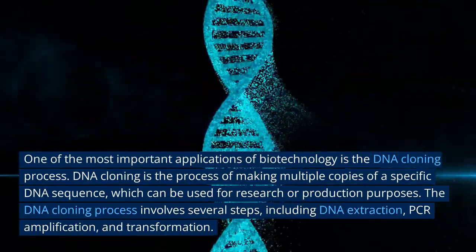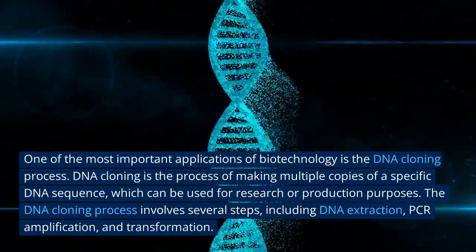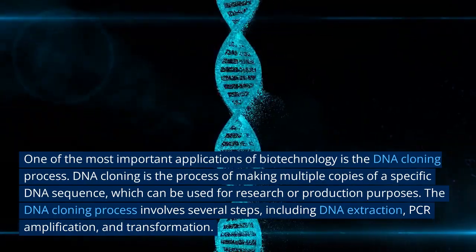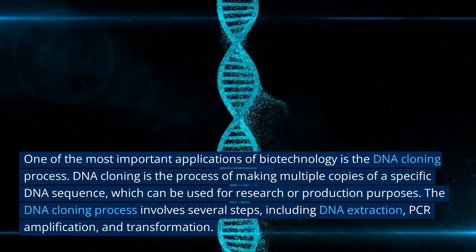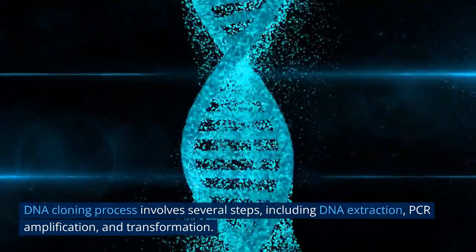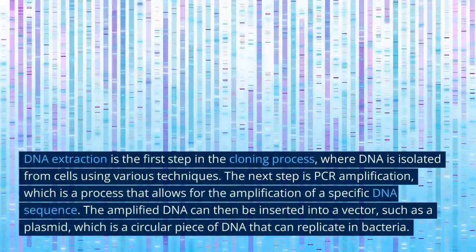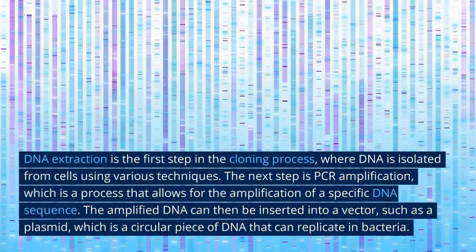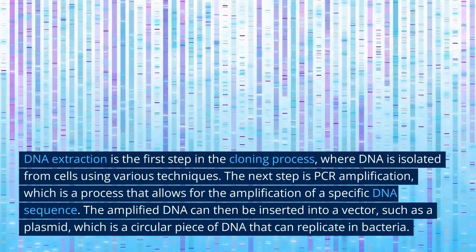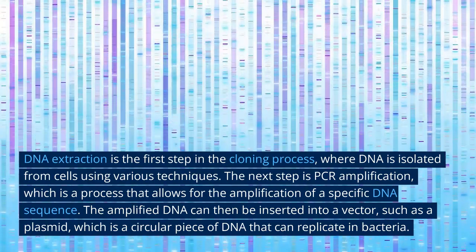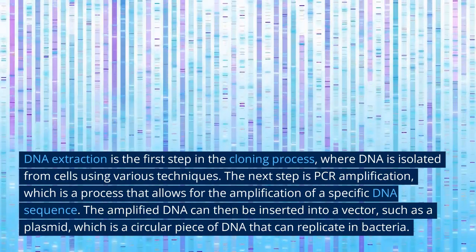DNA cloning is the process of making multiple copies of a specific DNA sequence, which can be used for research or production purposes. The DNA cloning process involves several steps, including DNA extraction, PCR amplification, and transformation. DNA extraction is the first step in the cloning process, where DNA is isolated from cells using various techniques. The next step is PCR amplification, which is a process that allows for the amplification of a specific DNA sequence.